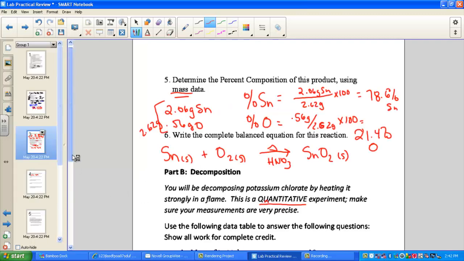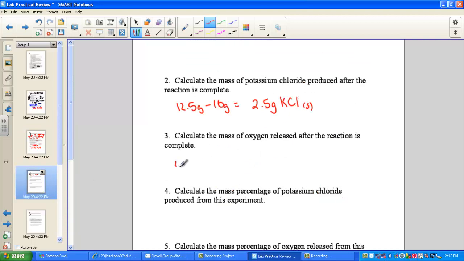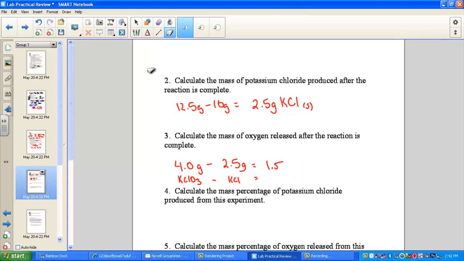So therefore, if we know in the test tube, initially we had 4 grams of potassium chlorate and 2.5 grams of potassium chloride, how much must the oxygen be? Here we have the whole compound. Here we have one of its pieces. That missing weight must be the grams of the oxygen released to the air. So here we have 4 minus 2.5. And that, of course, is 1.5 grams of oxygen. I'll just make that a little neater for you.